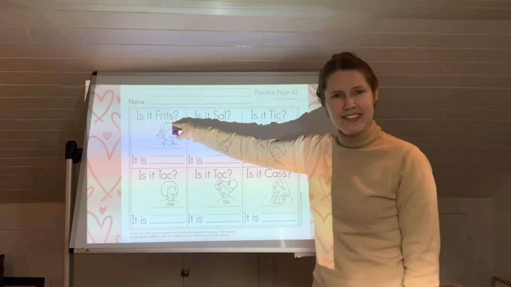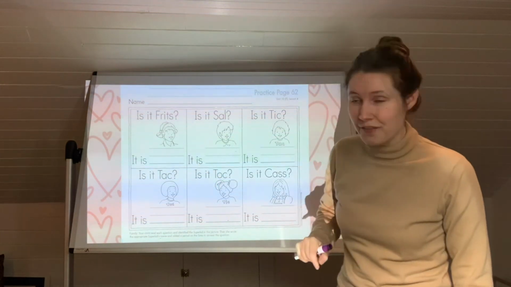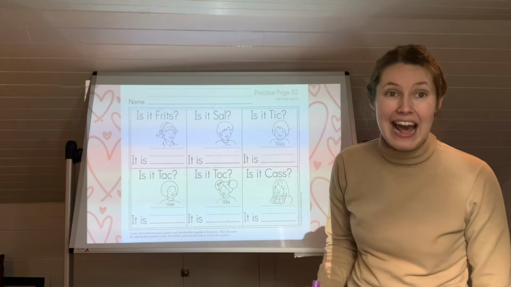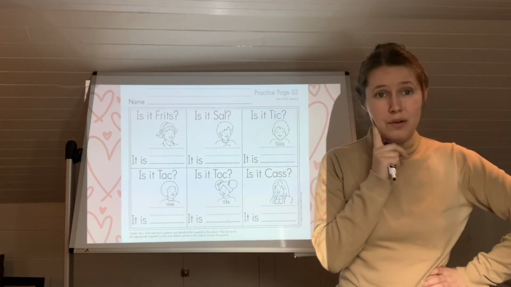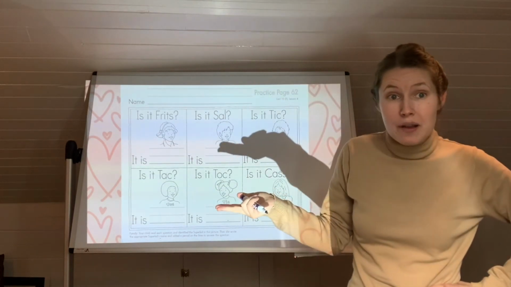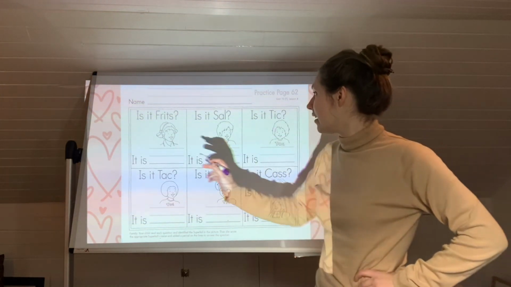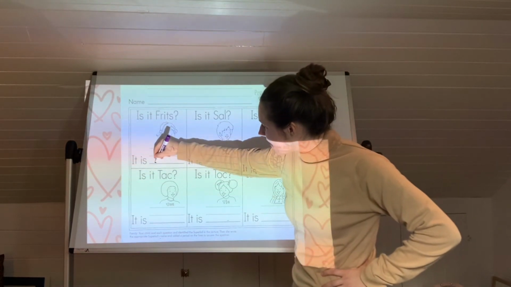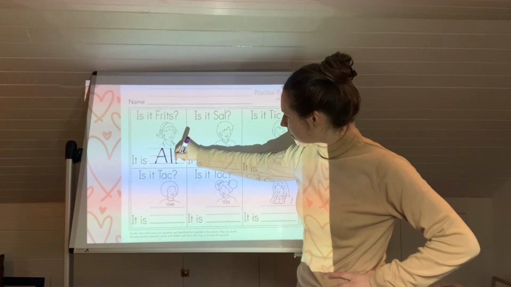Is it Fritz? No, that's a picture of Alf. So our sentence says, it is, and now I need to write Alf's name. Now, if I don't remember how to write Alf's name, what could I do? I could sound it out, or I could look back in my Super Kids books to find how Alf writes his name. So here's the question, is it Fritz? I'm going to write, it is Alf. It is Alf.